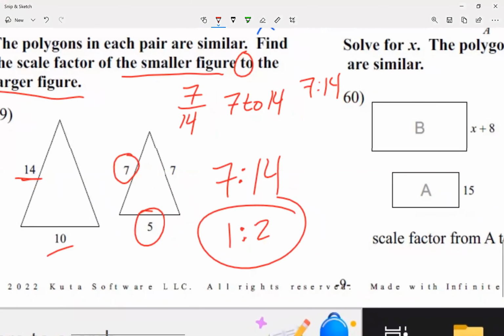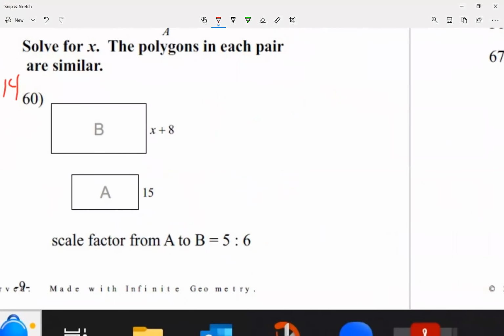Okay, so let's take a look at number 60. Solve for x. The polygons in each pair are similar. Then I have a figure that says B, another figure that says A, and then it says scale factor from A to B is 5 to 6. Notice how I'm seeing it using the words A to B, and I see it using the colon. To work on this, I'm going to write it as fractions. The measurements I have are A to B, because that's how it says, A to B. So the information from A comes first.